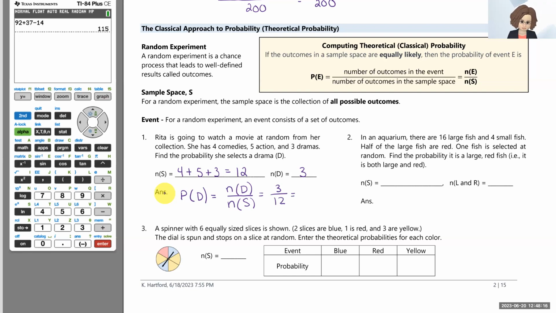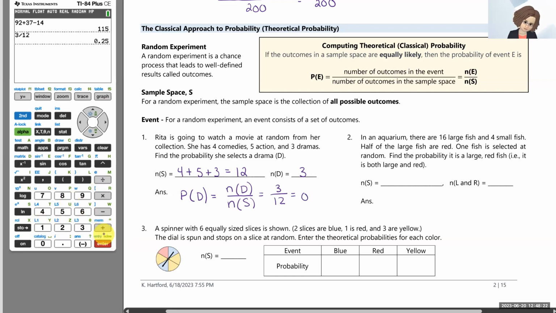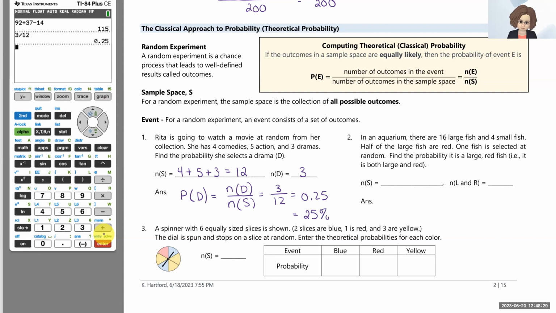And I'm going to go ahead and write that as a decimal as well. So if you do 3 divided by 12, that is 0.25. And I'll go ahead and write it as a percent. This is just to practice and remind you that we can write probabilities in different forms. And we could reduce the fraction as well, but I'm just going to leave it. So 3 out of 12, 0.25, a 25% chance she'll pick a drama.